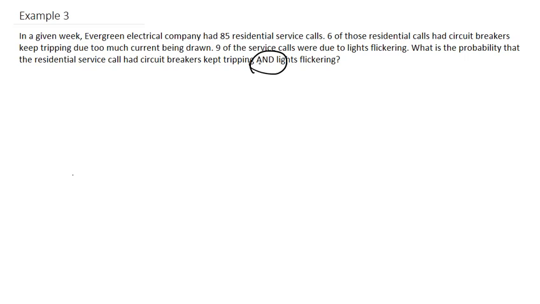So our first step will be, like before, to find both probabilities. So we have circuit breakers tripping. We see that 6 of the total were due to that. So we would say 6 out of 85. The next thing we're looking for is lights flickering. And we would say 9 of them were out of the total, which is 85. So now we found both probabilities. And the next step is to multiply.